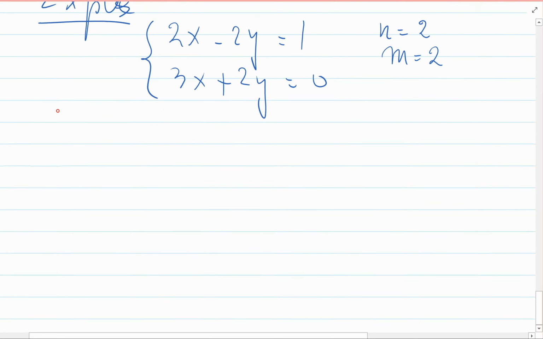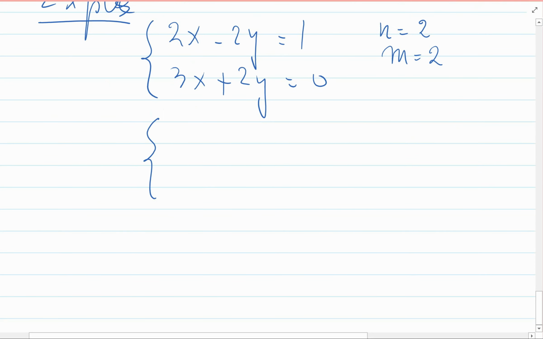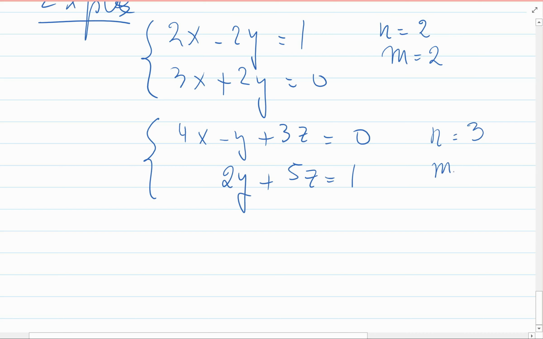Okay, what about the following system now? 4x minus y plus 3z equals 0, and 2y plus 5z equals 1. In this case, we have three unknowns, n is equal to 3, and two equations, m is equal to 2. This is just to give you an idea of examples, and I'm pretty sure you can easily come up with examples of linear systems with n unknowns and m equations.